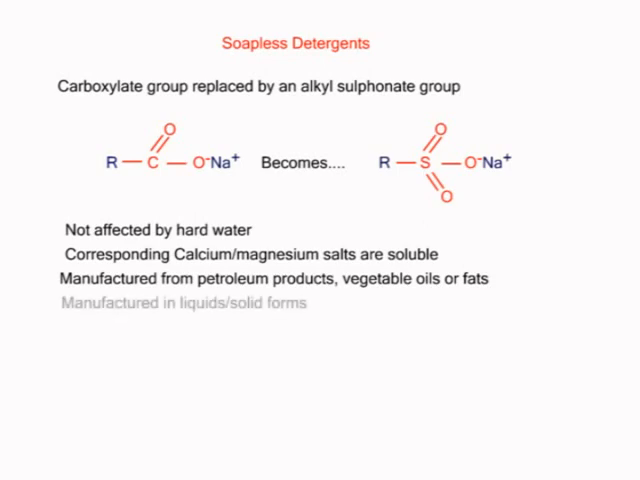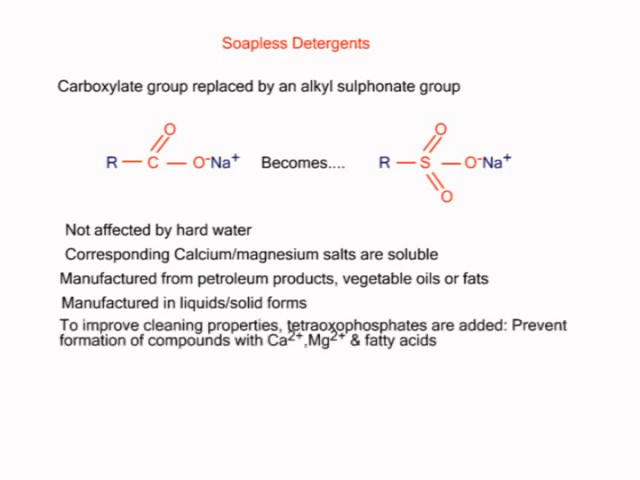Soapless detergents are manufactured in liquid or solid form, and in order to improve the cleansing properties of soapy and soapless detergents, tetraoxophosphate materials are added. The compounds prevent formation of compounds with calcium and magnesium ions and also fatty acids. Therefore, soapless detergents are preferred to ordinary soap because they form soluble salts with calcium and magnesium ions, and hence they are not affected by hard water because they do not form any scum.